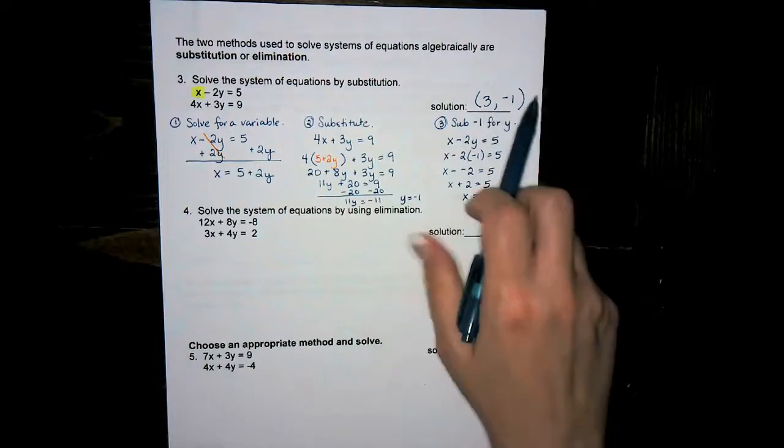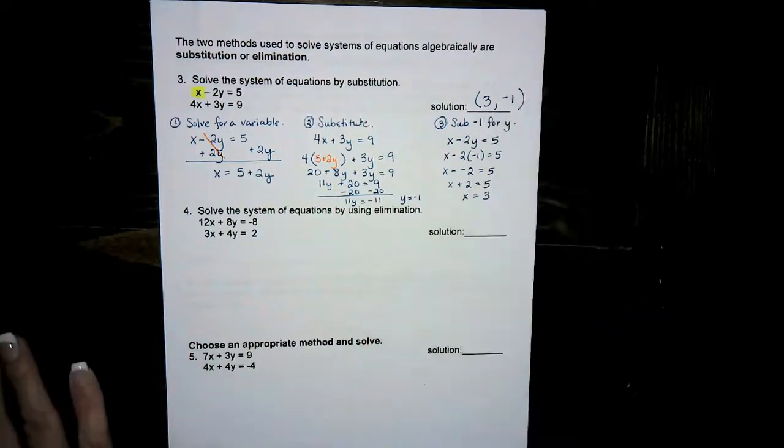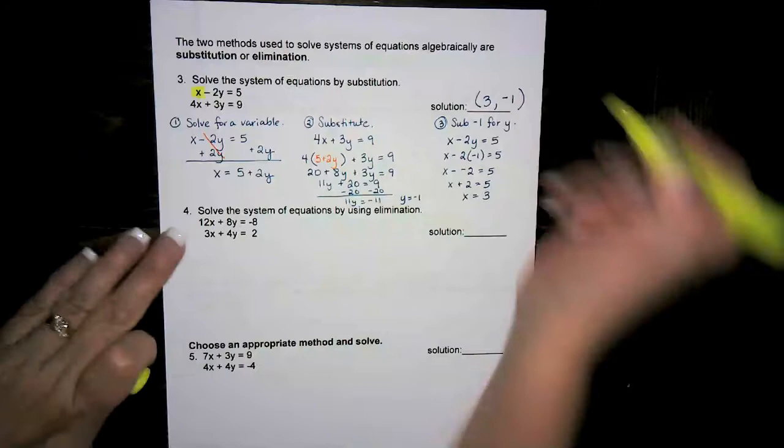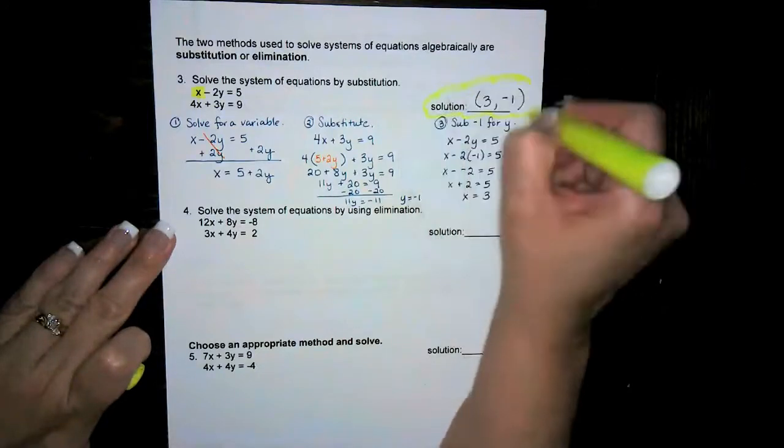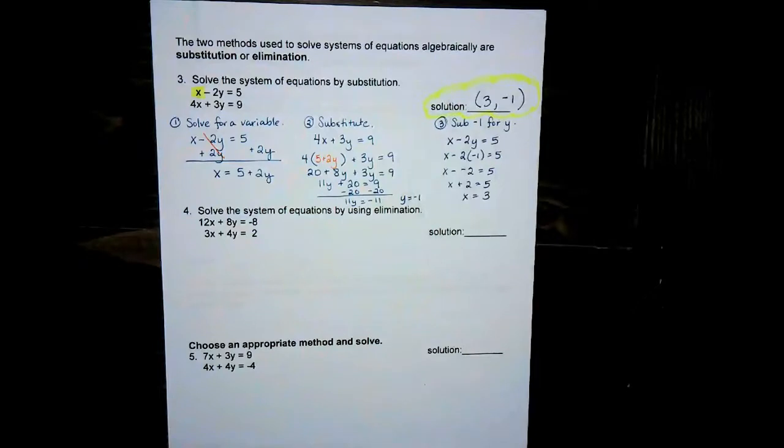Now, friends, that solution should sound familiar because it's the exact same problem we did, the first problem we did to solve by graphing. And the whole point of doing this was that we would show that we got the same answer with either method.